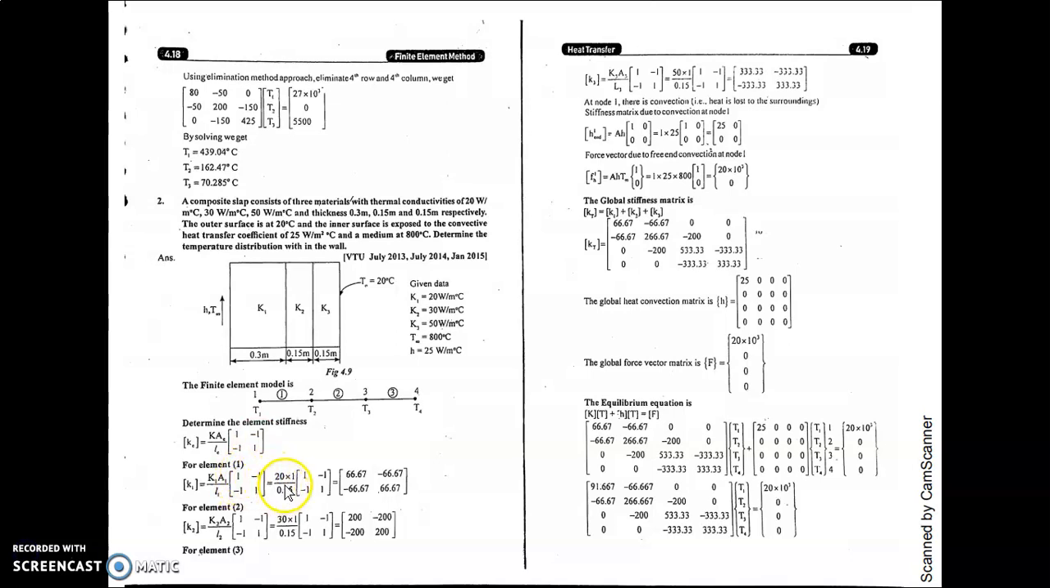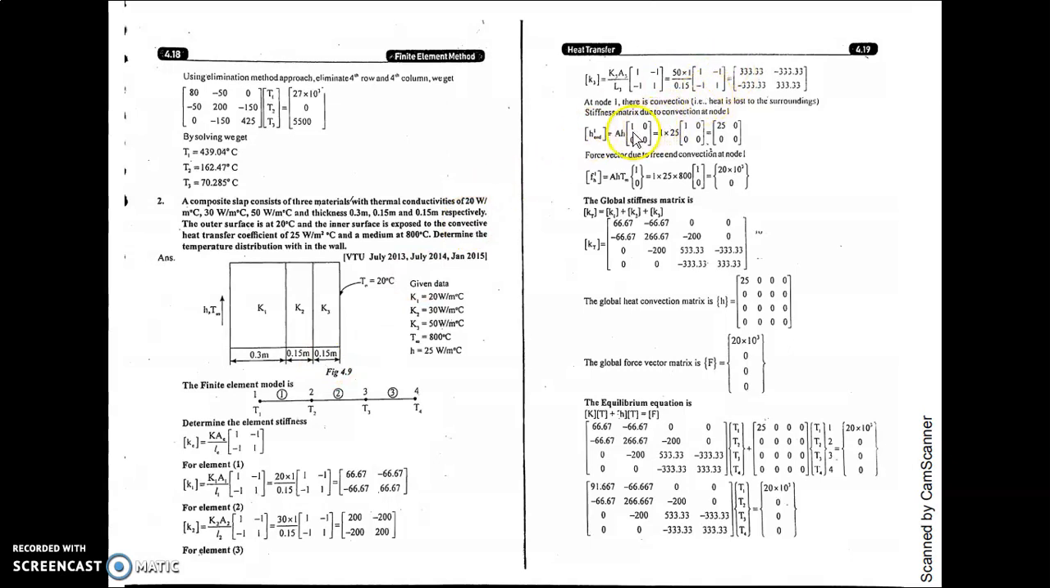So make a correction here. It is not 0.15, it is 0.3. Length is 0.3 here for the first element. And for the second element, K2 is given and L is 0.15. This is right. And for K3, L is 0.15 and K3 is 50. So use simple substitution and get the stiffness matrix for heat conduction.